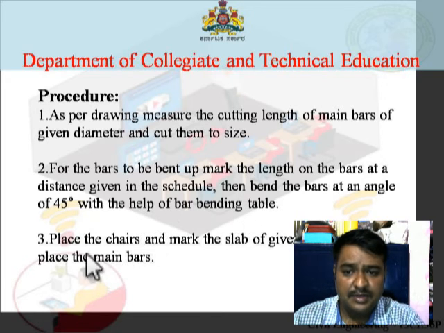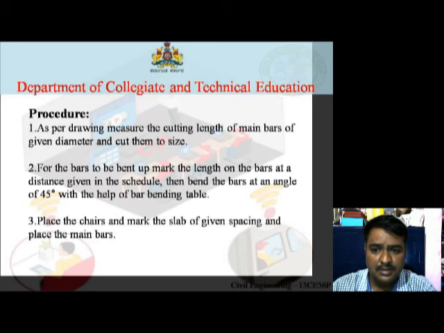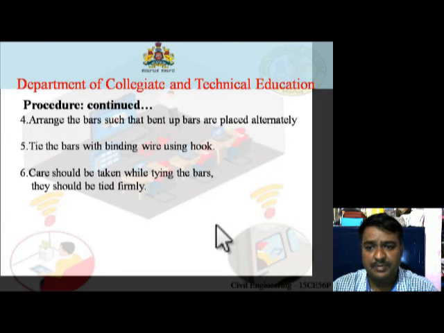And third one, place the chairs and mark the slab at the given spacing and place the main bars. So the given spacing in the shorter direction is 125 and longer direction 150 mm. So according to spacing you place the reinforcement according to the slab dimension and place the main bars. So this is the third point of the procedure.